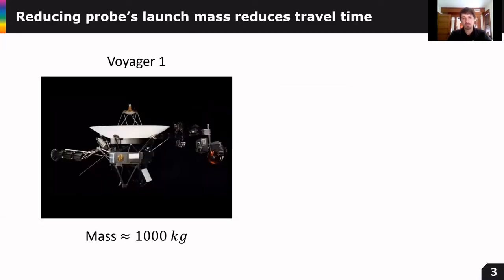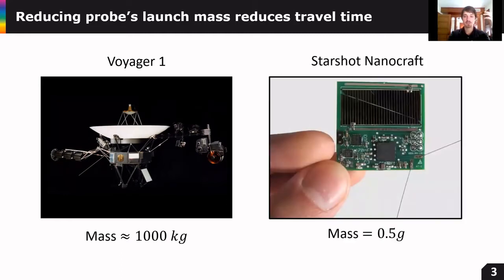So first, we look at the Voyager spacecraft, which has cameras, magnetometers, power, telecommunications, all within a package of about 1,000 kilograms. Breakthrough Starshot aims to decrease the mass of this probe down to 0.5 gram. And within this package, it will have all of the same imaging, telecommunications, and power that the Voyager spacecraft has. And the Starshot system refers to this as the nanocraft.